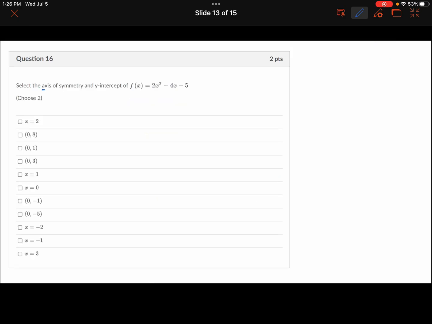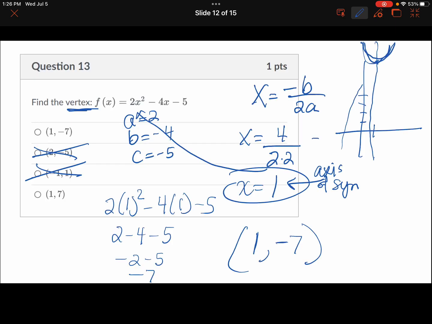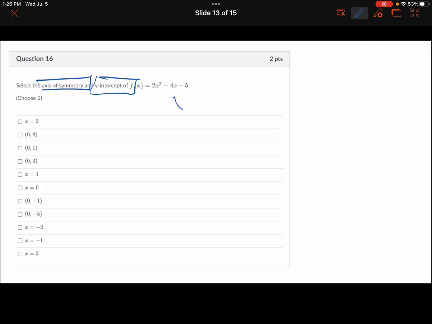Right? So when it says find the axis of symmetry and the y-intercept, we have the same equation. If you look here on 13 and 16, exact same equation. So we know that X is 1. We know the vertex.